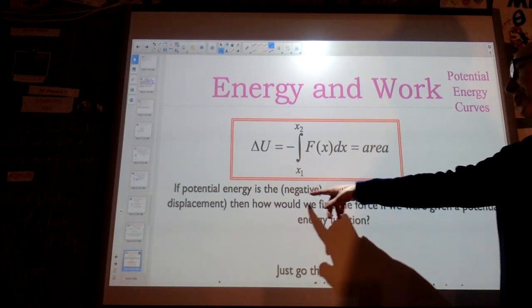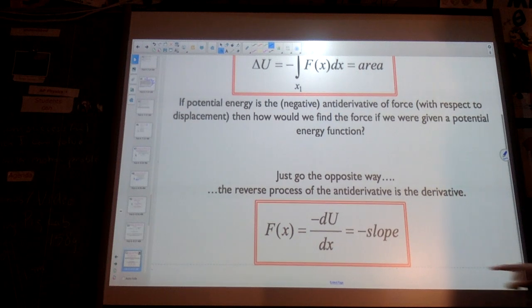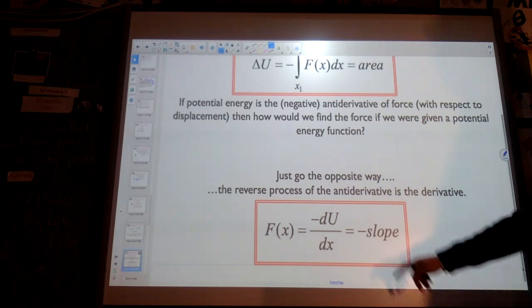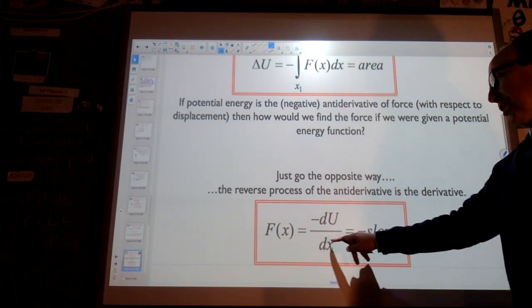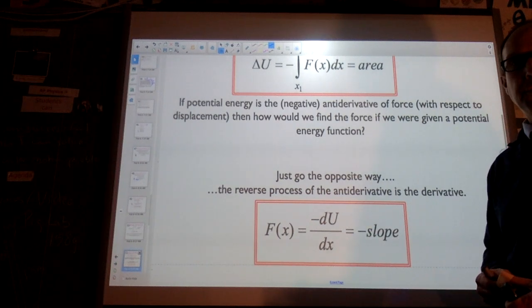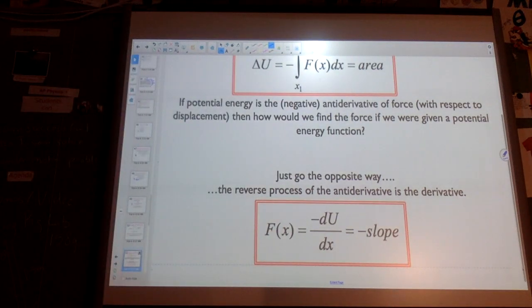So our potential energy is the negative antiderivative of force, which is another word for integral, with respect to displacement. Then we can find the force by doing it the other way. So f of x is going to be equal to the derivative of the potential energy function with respect to x, negative, or negative of the slope. So remember, the integrals are just areas, our derivatives are just slopes, or how that function is changing at the given time.